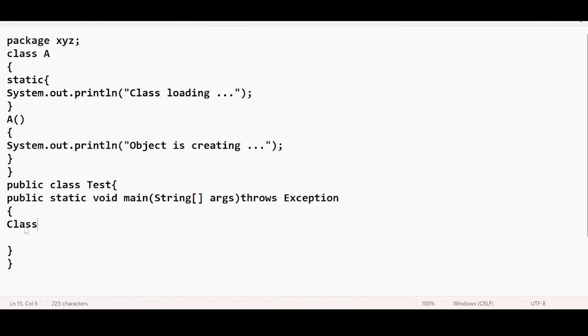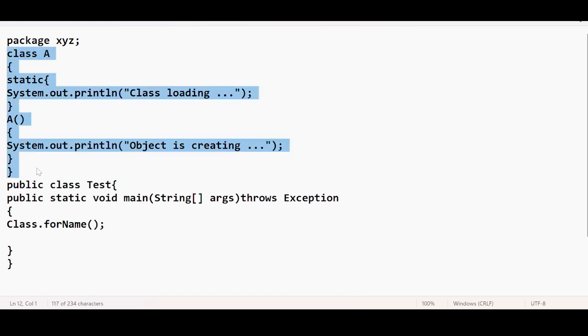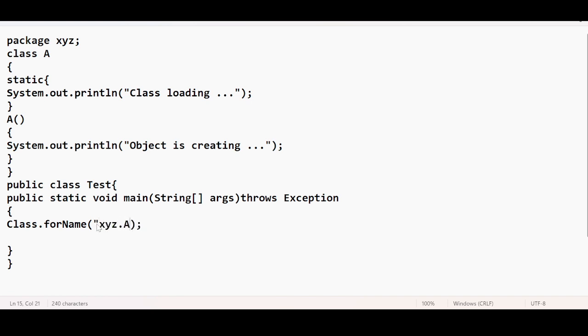So it is Class dot the method name forName. Inside the parameter of the forName method, you need to use the fully qualified name of the class for which you want to load the .class file into memory. I want to load the A.class file into memory automatically, so I need to use the fully qualified name. What is a fully qualified name? Package name followed by class name. XYZ is the package name, dot the class name.